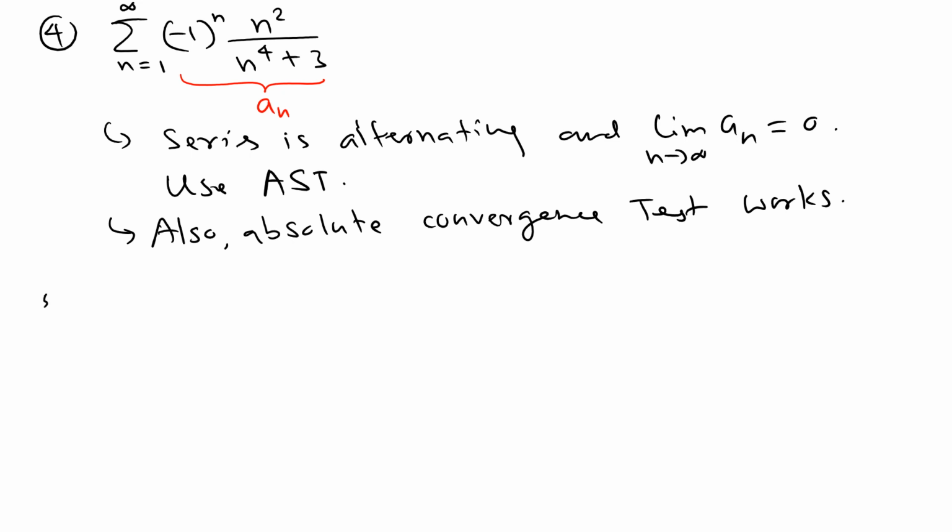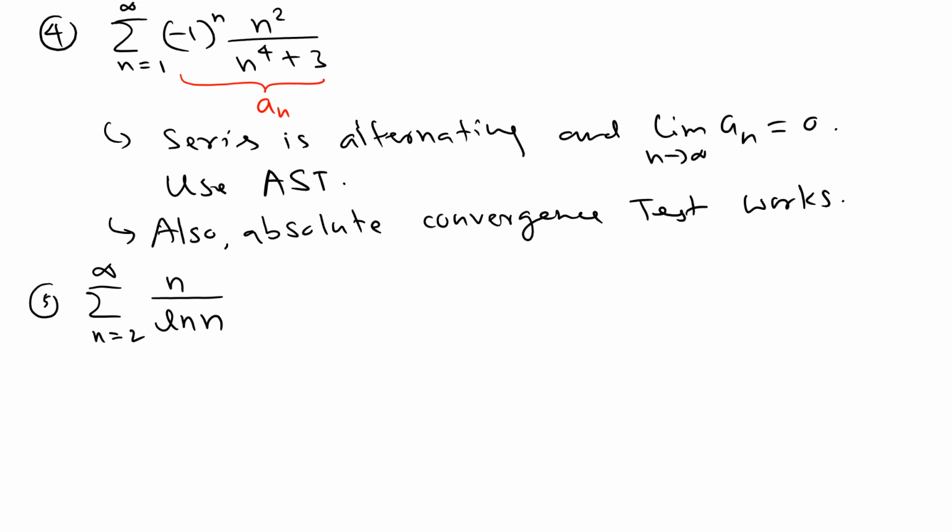Number 5. Let's say the sum from n going from 2 to infinity of n over ln n. So how to do these problems? If you look at this problem, you cannot use the ratio test, because if you have ln n, we are not going to try the ratio test for that.